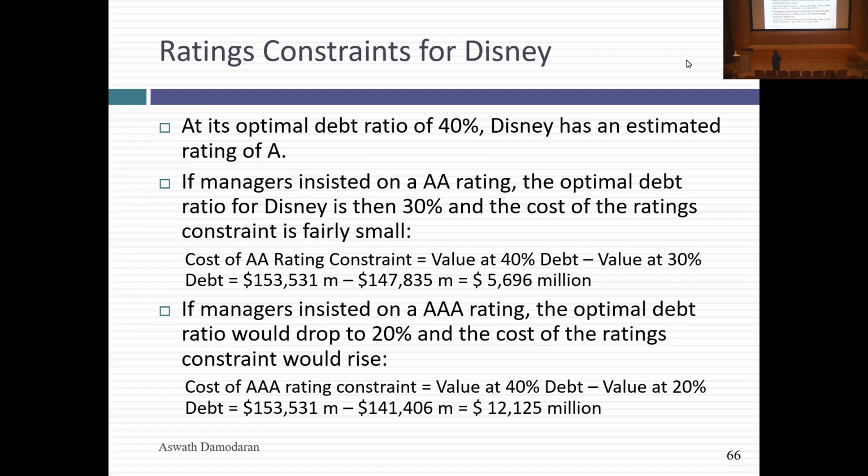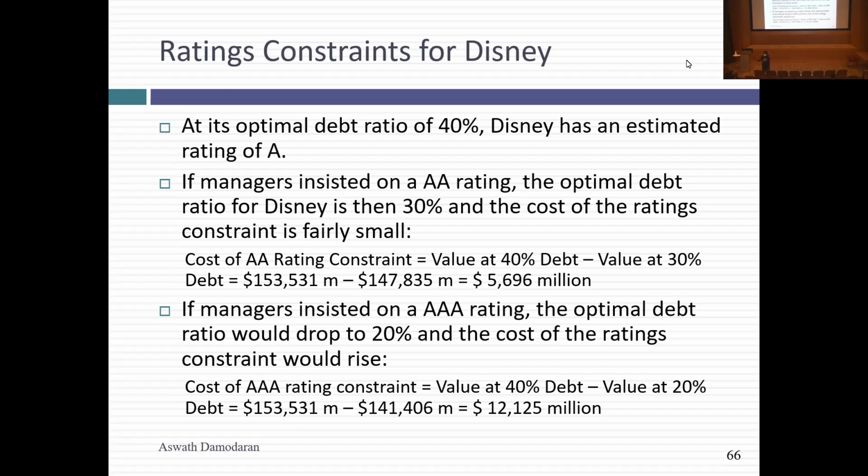But let's say Disney comes back and says, we want a AA rating. When I go back and look at my ratings and different debt ratios, it looks like I have to stop at 30% rather than 40%. The value of the firm at 30% is about $5.7 billion lower. So if you really insisted on a AA rating, I can give you the optimal, it's 30%, but I'll also tell you it's going to cost you about $5.7 billion.